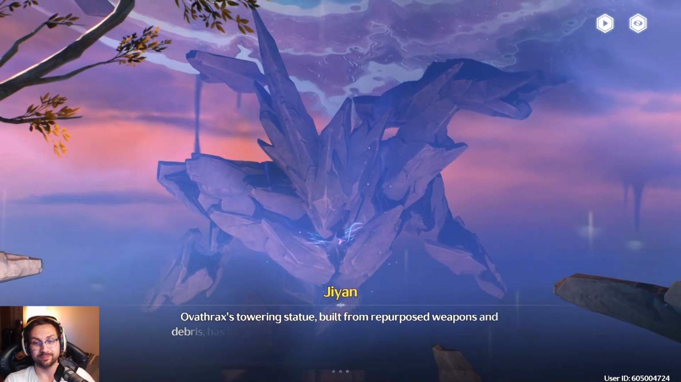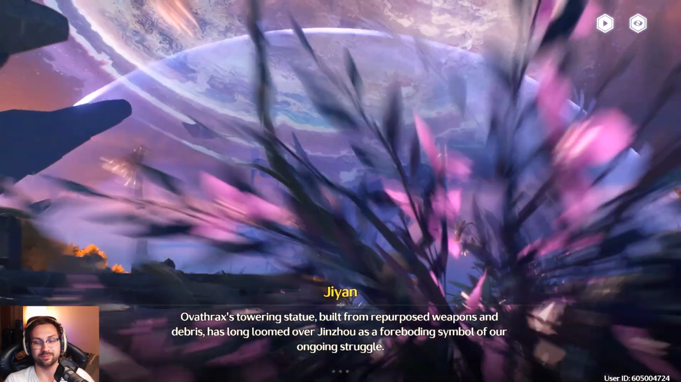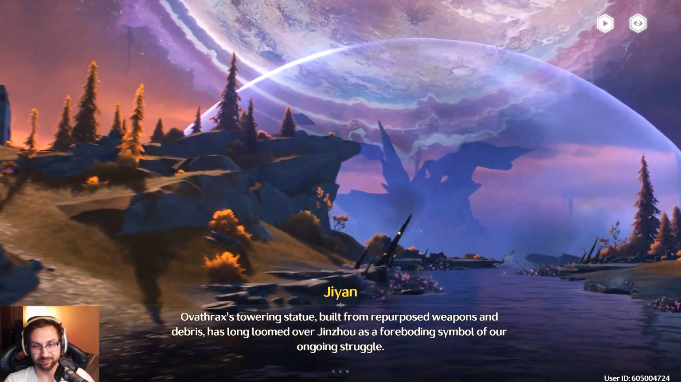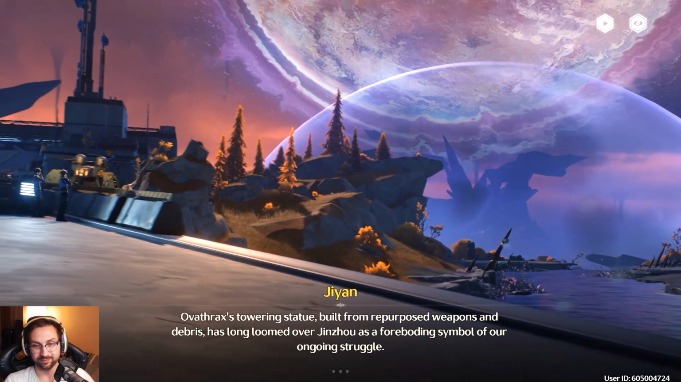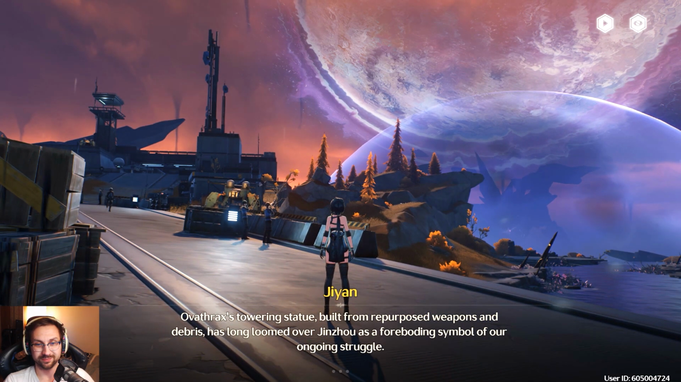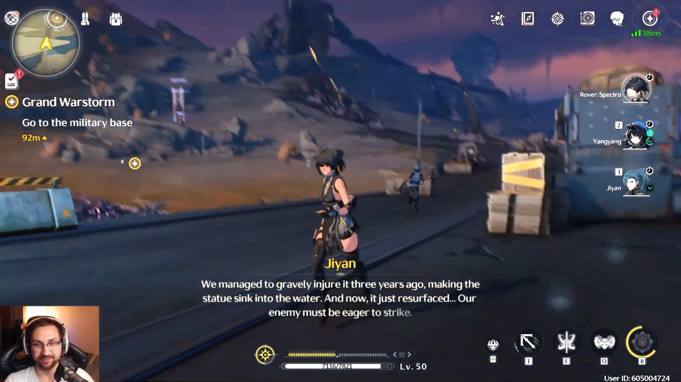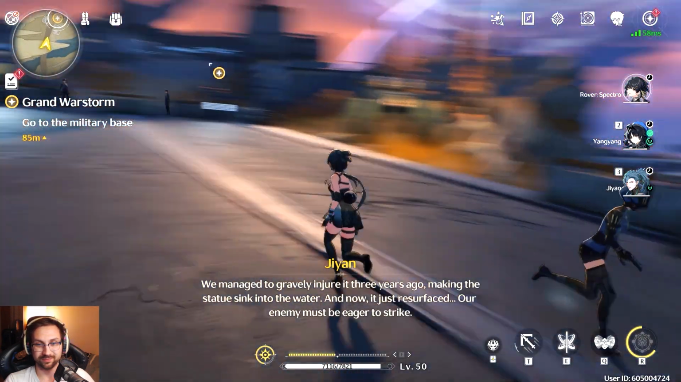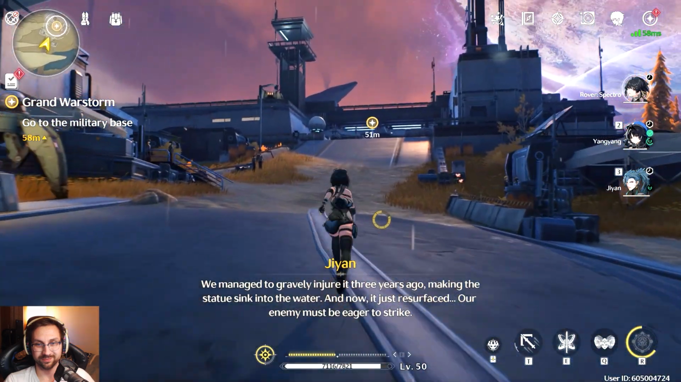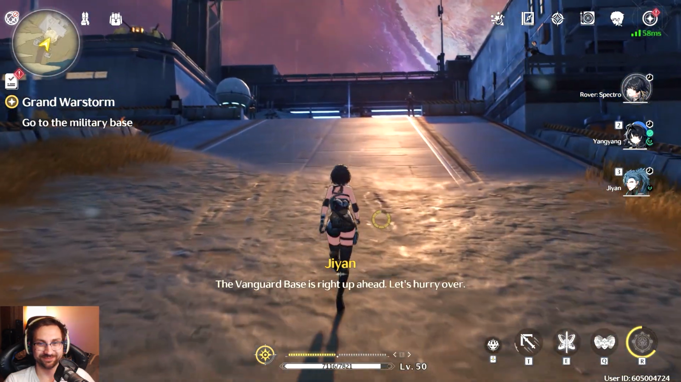Overthrax's towering statue, built from repurposed weapons and debris, has long loomed over Jinzhou as a foreboding symbol of our ongoing struggle. We managed to gravely injure it 3 years ago, making the statue sink into the water. And now it just resurfaced. Our enemy must be eager to strike. The Vanguard base is right up ahead. Let's hurry over.